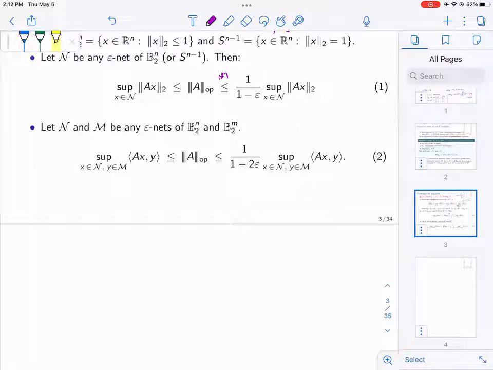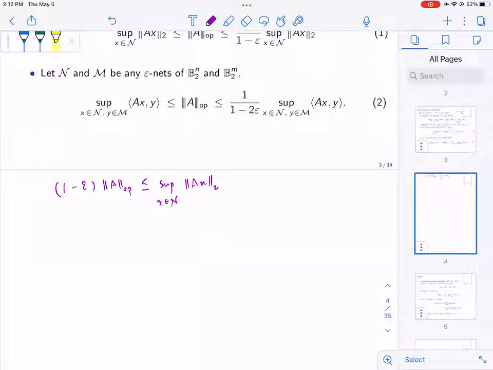Any idea how to show it? You can rearrange and say 1 minus epsilon times the operator norm is less than or equal to sup over x in the net, plus epsilon. So you want to show this. Yeah.